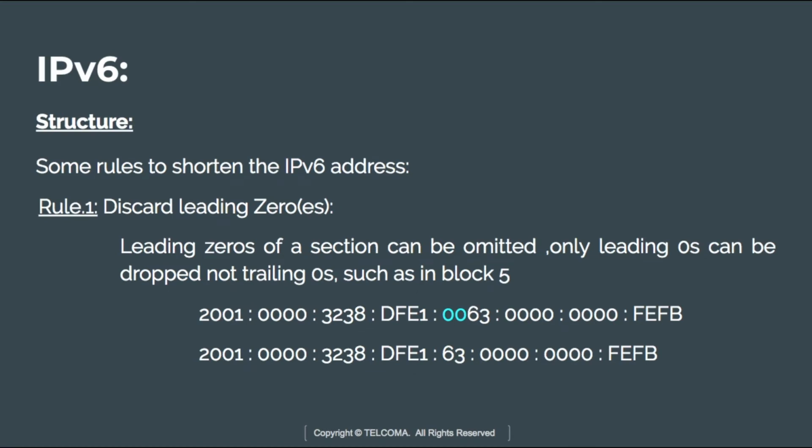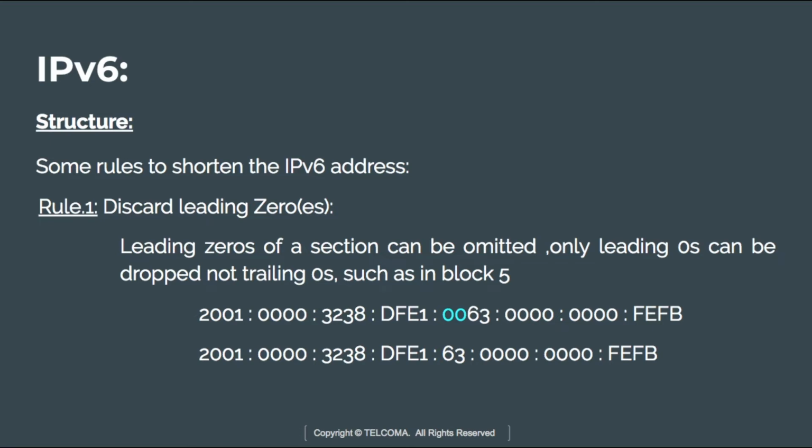Coming to the next part, how to write these IPv6 addresses. IPv6 addresses have some rules to shorten them, discarding some zeros. The first rule is to discard leading zeros. Leading zeros of a section can be omitted. Only leading zeros can be dropped, no trailing zeros, such as in block 5. So here we have to only drop the leading zeros.